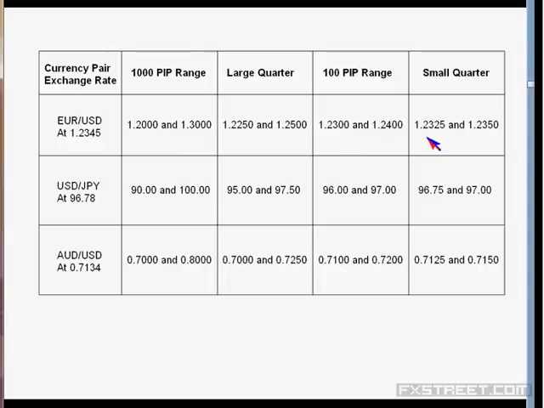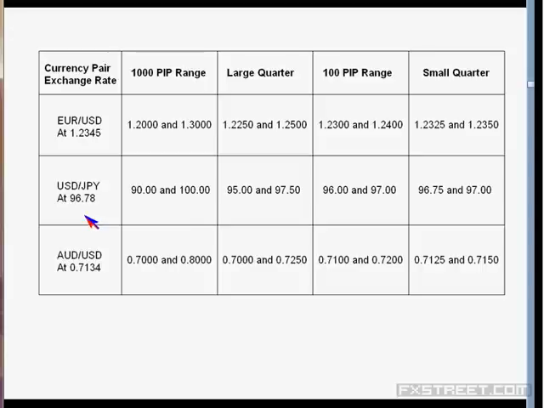So if we zoom in even further, at $1.2345, what would be the small quarter of 25 pips that the euro-dollar exchange rate in this example would be trading within? That would be the small quarter between $1.2325 and $1.2350.